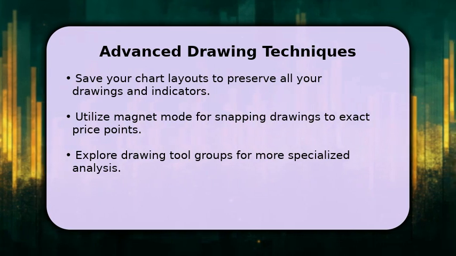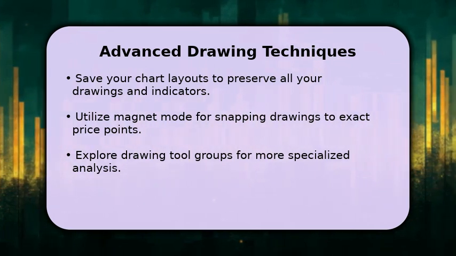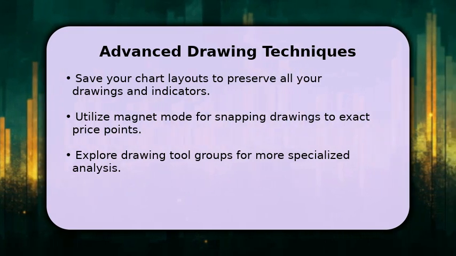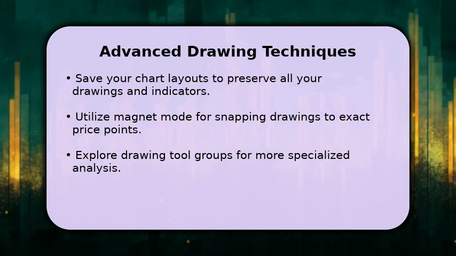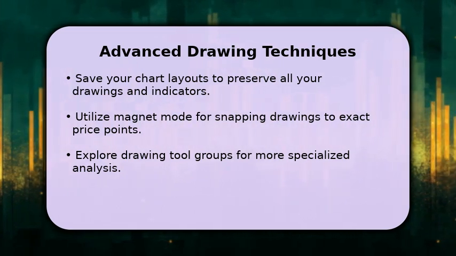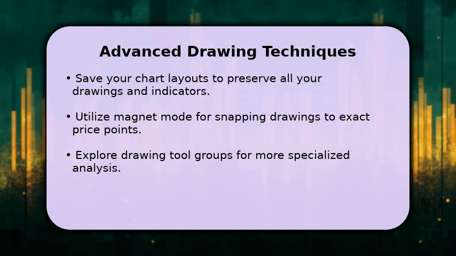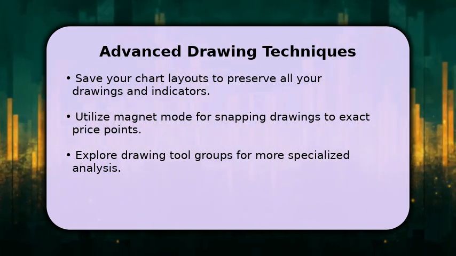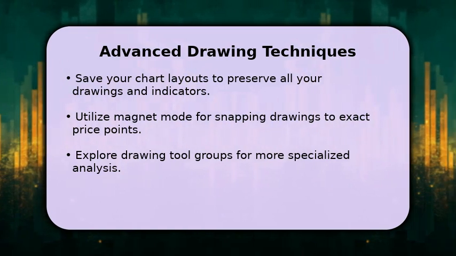Activating magnet mode, found in the drawing toolbar, helps your lines and shapes snap precisely to candlestick highs, lows, or closes, improving accuracy. Don't forget to explore the various drawing tool groups like Gann or Elliott wave tools for more specialized technical analysis.